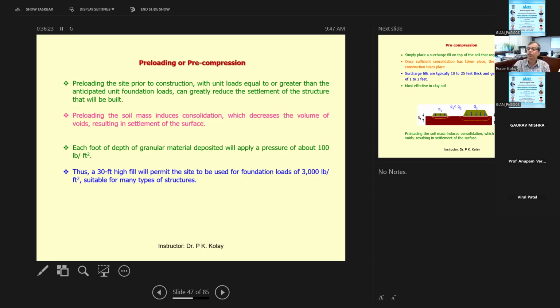Sometimes if the soil is very soft, even 30 feet or 10 feet, you just put the soil and the soil is going to fail. So in that case, you cannot use that heap of soil, because the soil cannot even take that load. So in that situation, vacuum consolidation will be suitable.